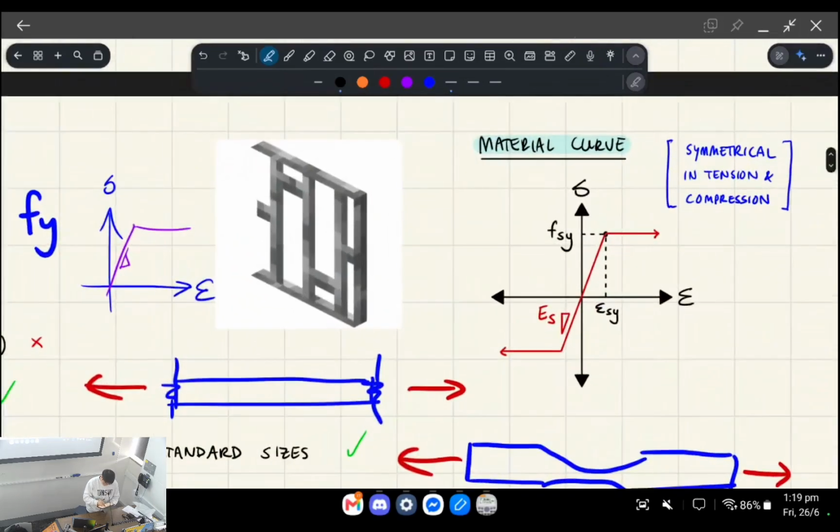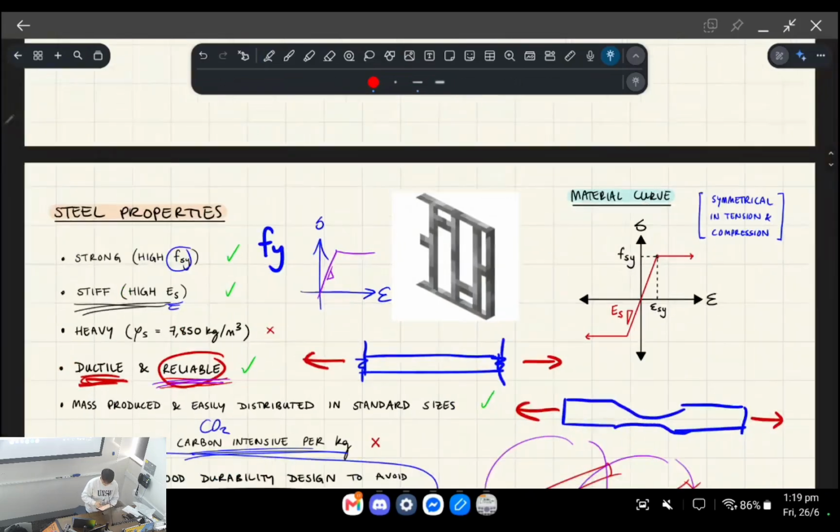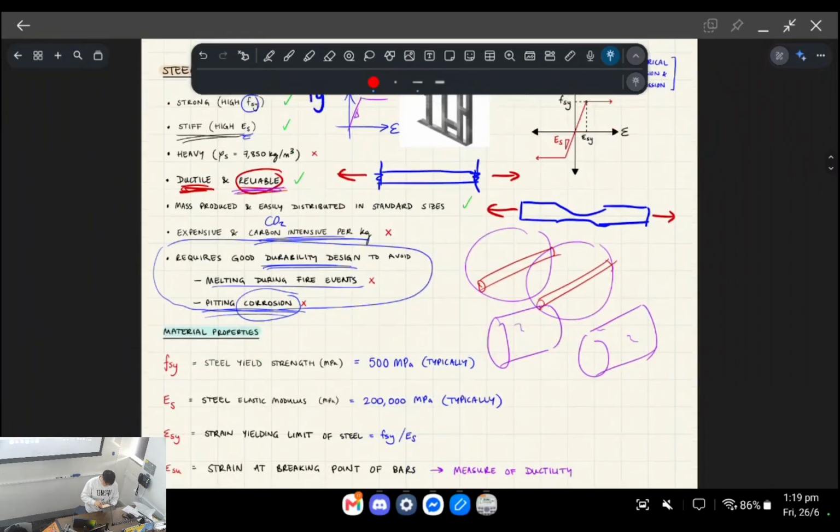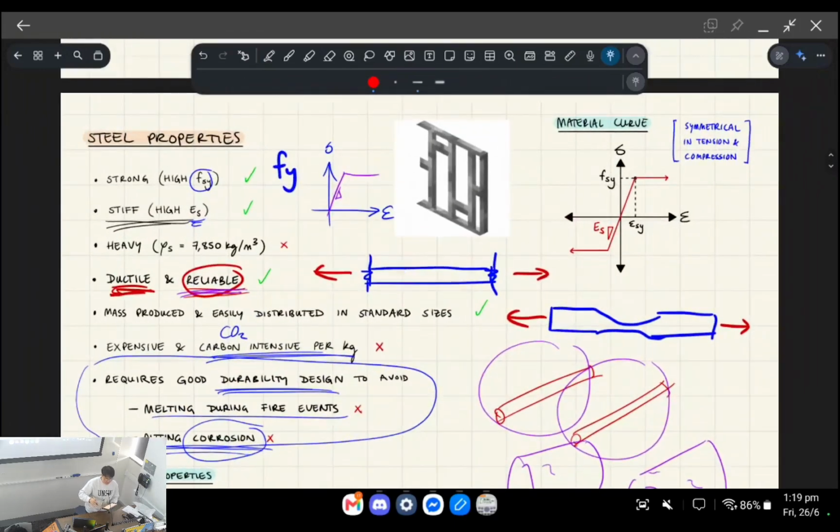One more thing that I'll point out, in case you haven't seen this before, is that on a material curve, steel behaves very similarly in tension and compression, okay? Just because of the metallic lattice structure of its atoms, whether you're applying tension or compression on steel, it will behave very similarly and also have the same yield strength, whether you're referring to the tension or compression, okay? Do you guys have any questions so far? Or not so much, okay.